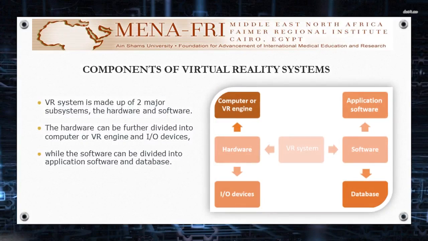Components of virtual reality systems. A VR system is made up of two major subsystems, the hardware and software. The hardware can be further divided into the computer or VR engine and I/O devices, while the software can be divided into application software and database.